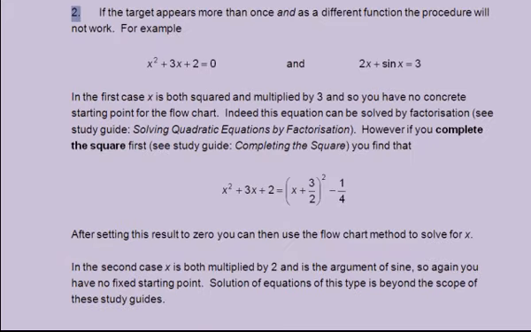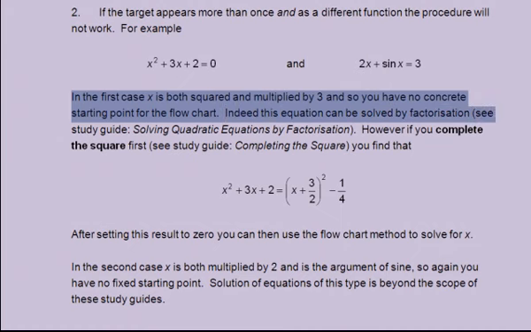Limitation 2. If the target appears more than once and as a different function, the procedure will not work. For example, x squared plus 3x plus 2 equals 0 and 2x plus sin x equals 3. In the first case, x is both squared and multiplied by 3, and so you have no concrete starting point for the flowchart. Indeed, this equation can be solved by factorisation.